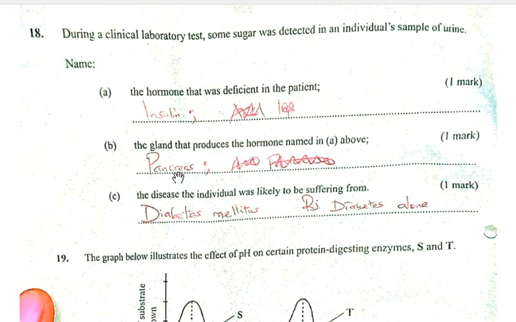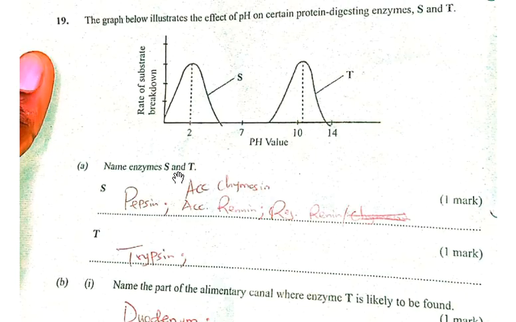Question 19. The graph below illustrates the effect of pH on certain protein digesting enzymes S and T. You can look at the rate of substance breakdown, pH of 2 and pH of 10. Name the enzyme S. S is pepsin, and we can also accept rennin, and rennin is a double N. This renin with single N, it is a hormone which serves a different purpose.